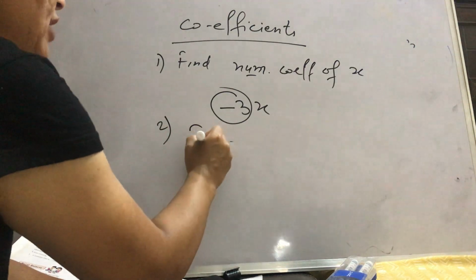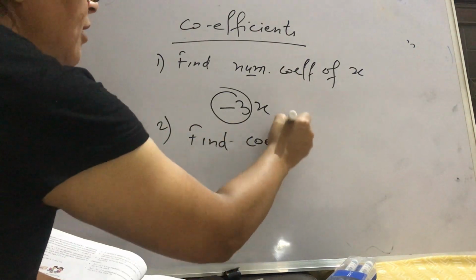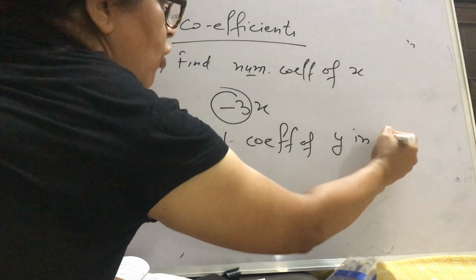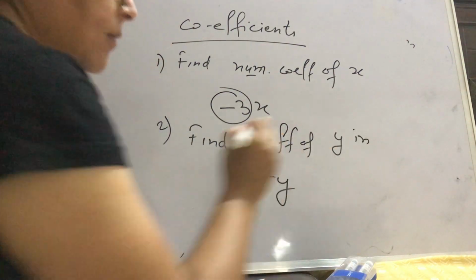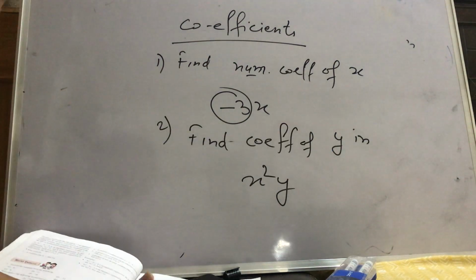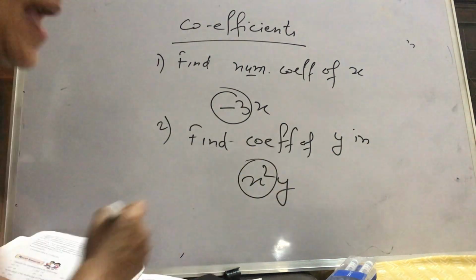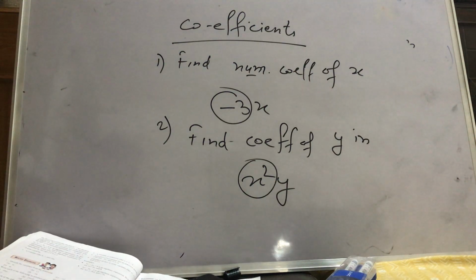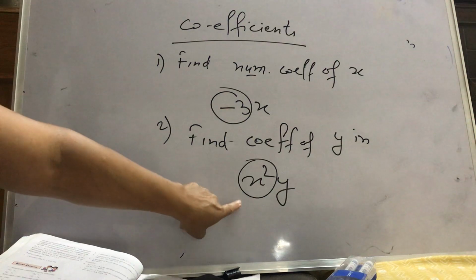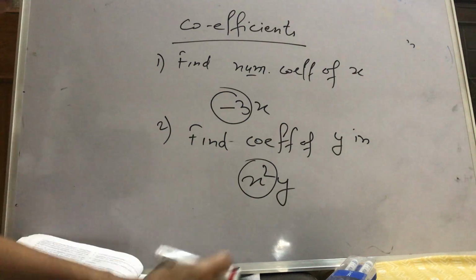And the same question, if I say find the coefficient of y in the following term. This is the term x square y. So what will be the coefficient of y here? That will be x square. It can be numerical, it can be variable, both.